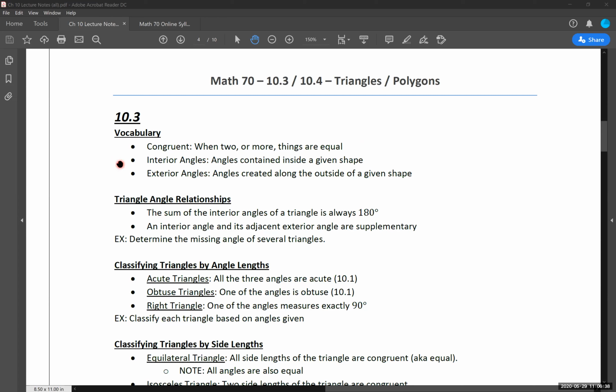We then have interior angles. Those are angles that are contained inside a given shape. Again, that could be a triangle, it could be a square, it could be an octagon, pentagon, whatever it may be. And exterior angles are angles that are created along the outside of a given shape. And we'll go through a couple examples of seeing these here in a quick second. I think it's with some of these other ones down here. But we'll go through an example of exterior angles here in a little bit.